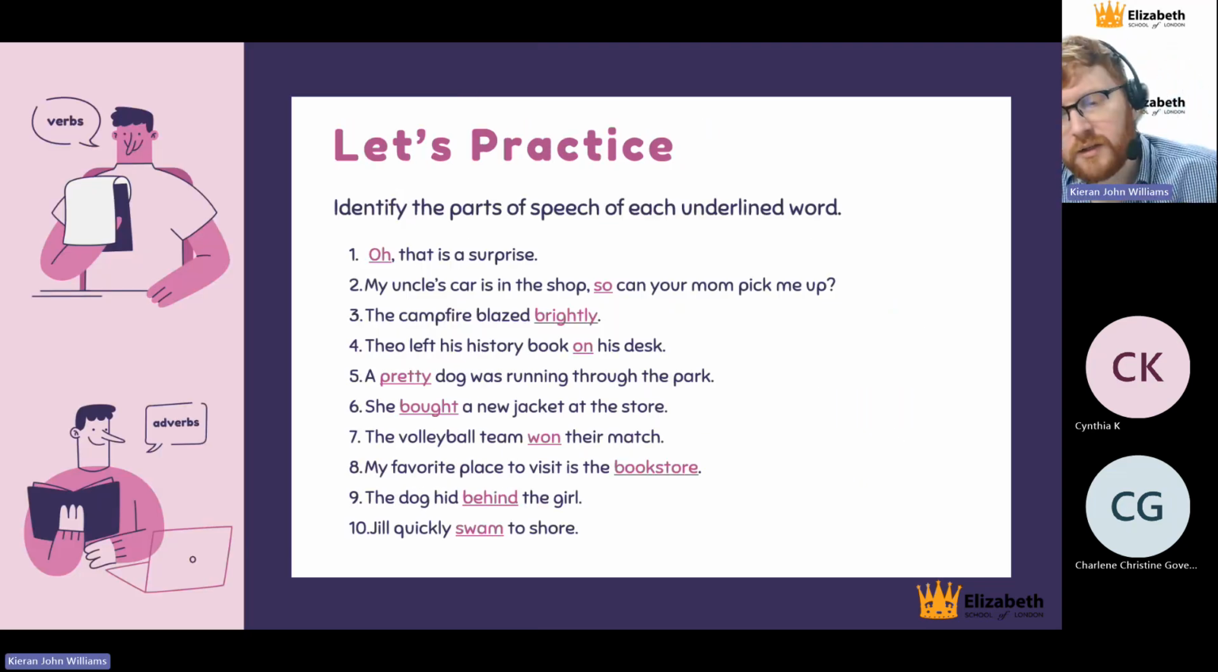Okay, so we're going to have a little practice now. In these 10 sentences here, there is an underlined word, and we just need to think about what part of speech those words are. So does anybody want to tell me what part of speech the first one is?